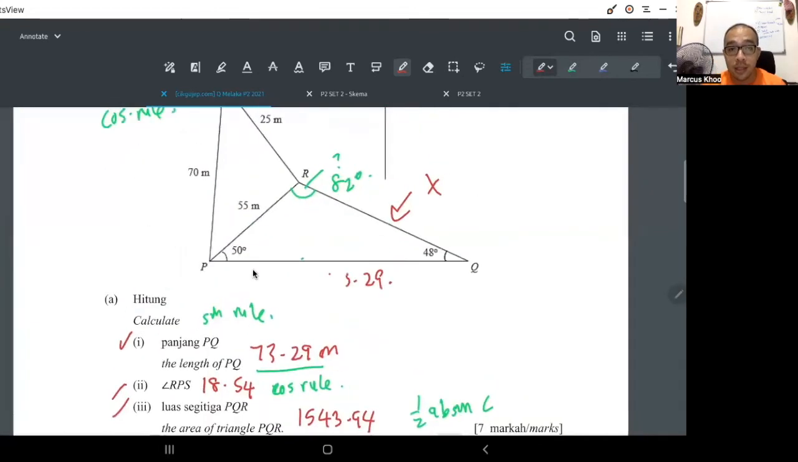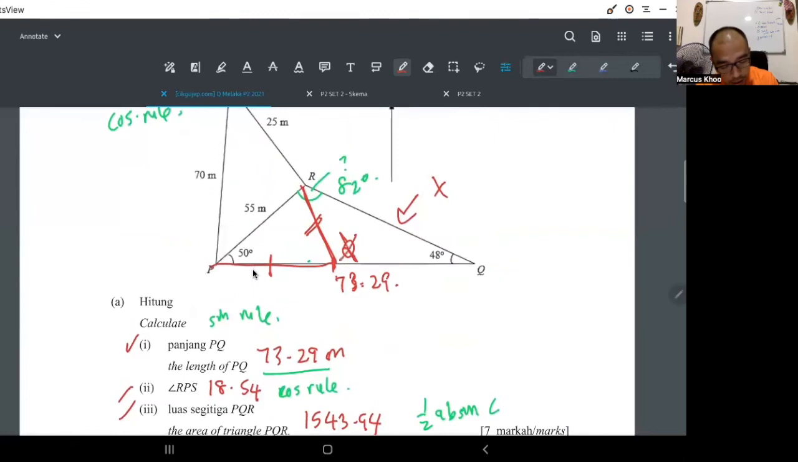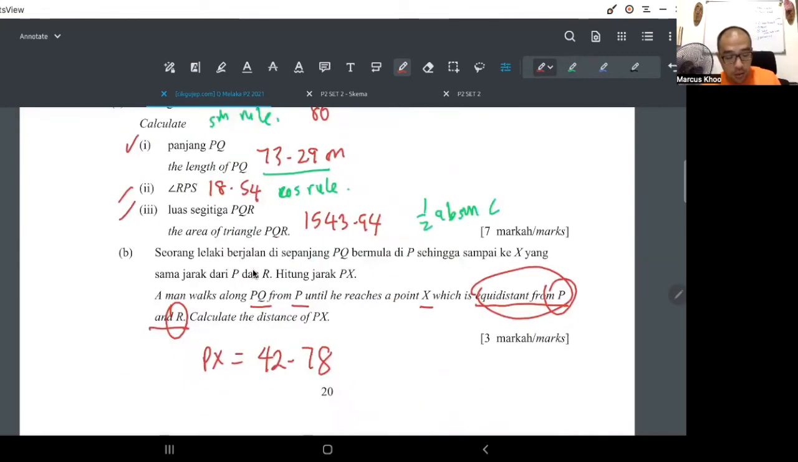Okay, calculate the distance of PX. Where's X? Sorry, hold on. Oh, this is point X. Sorry. So calculate this distance. Okay, very, very interesting question. But actually the answer is very simple. Use the sine rule, you can use this. Because you have 55, and you know that this is 50, so here is also 50. So you know that here is 80. You can use the sine rule already. So use the sine rule, and then you get PX equals 42.78.